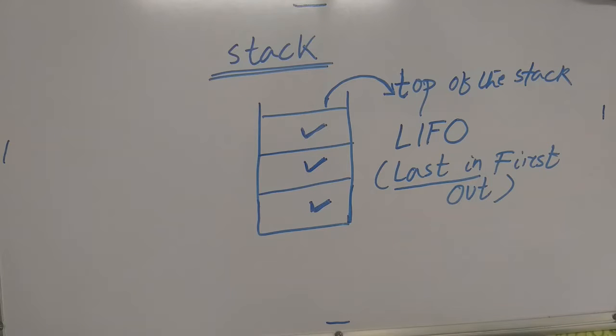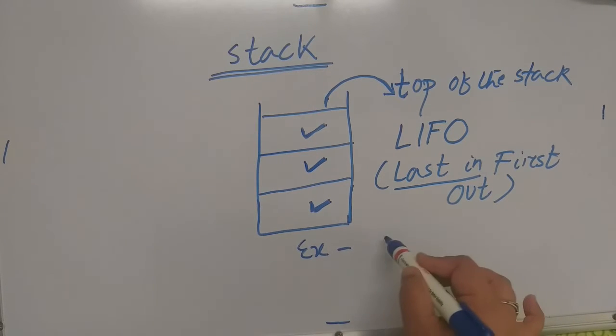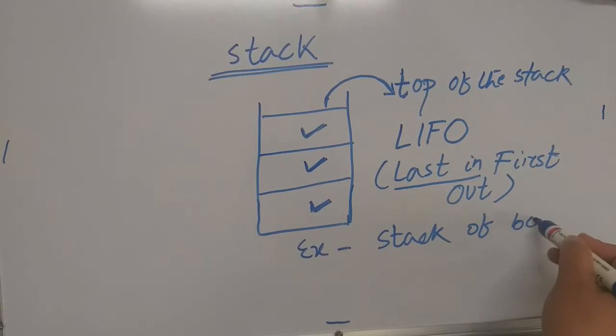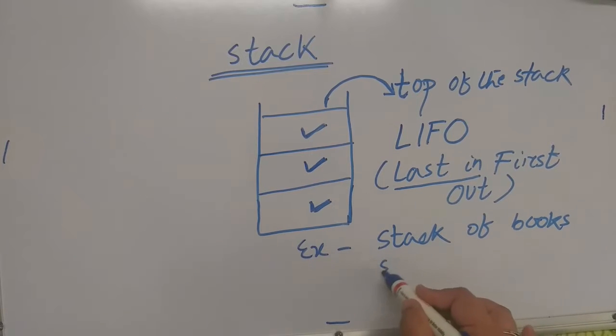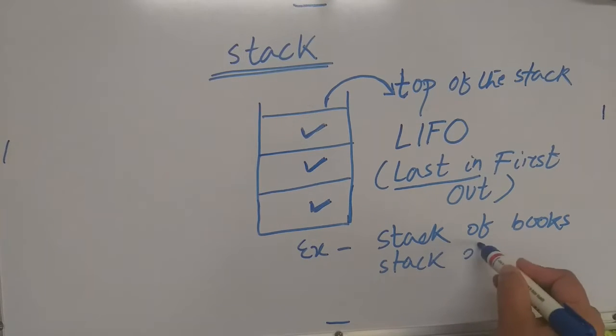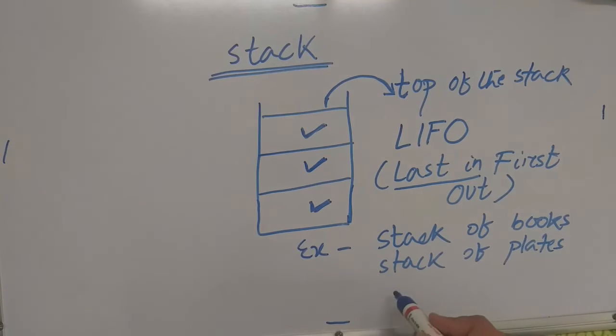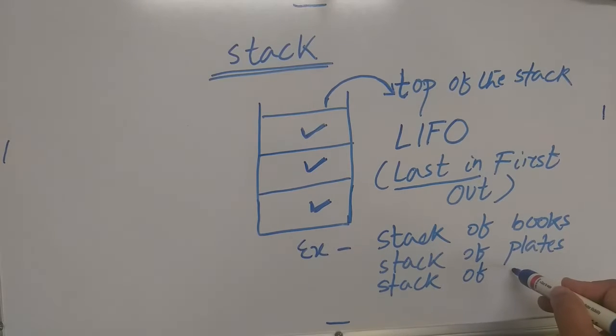Suppose a stack of plates: one after another, different plates are stored. The last plate we take out first, then the next plate, like this. So the real life examples are a stack of books, a stack of plates, and a stack of toys.